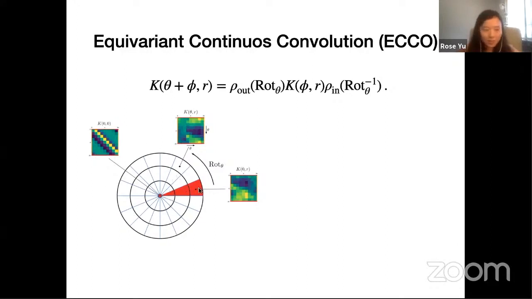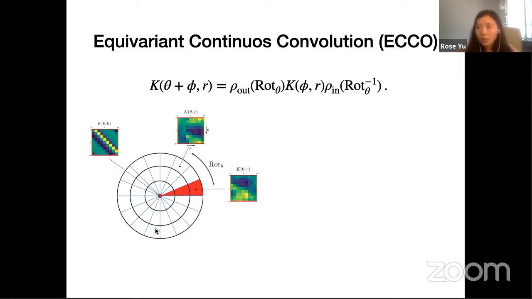Along these red sectors, the weights are freely trainable. The only caveat here is we have to be careful with this point. This is a singularity point in this polar coordinate. We need to constrain it to be circular so that this also satisfies the group equivariance that we want.